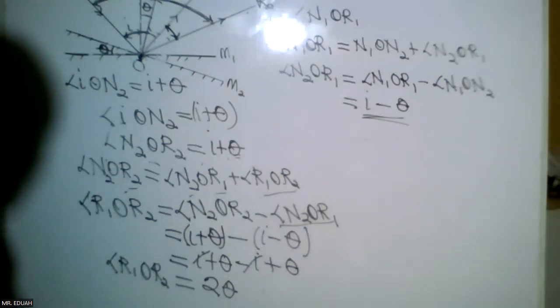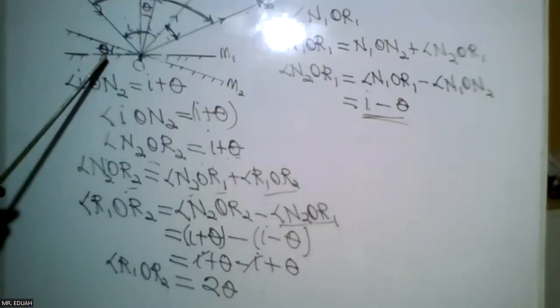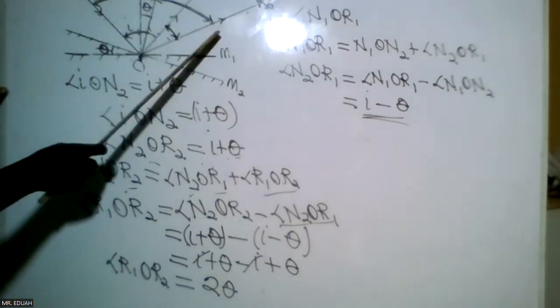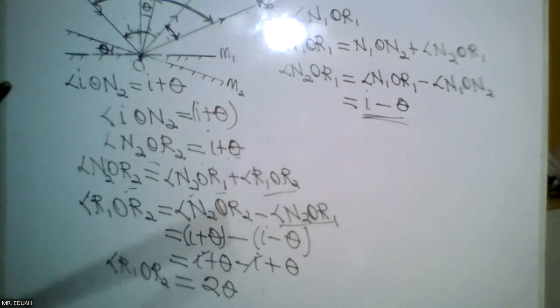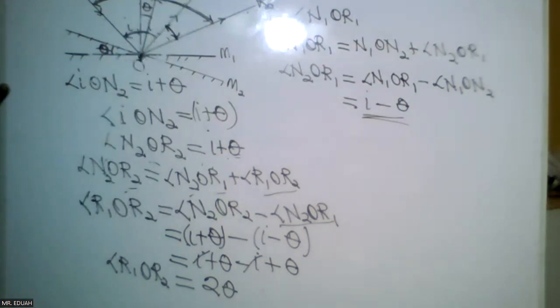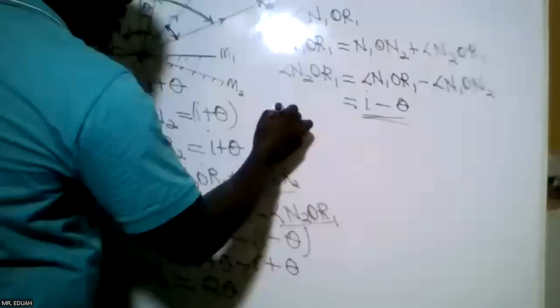Please, is that clear? Hello, is that clear? Yes, please. So, if the mirror is rotated 7 degrees, the angle between the reflected rays is also 2 times 7, 14. If you rotate the mirror 10 degrees, the angle is 2 times 10, 20, in that order. Okay. So that's the point we are establishing.